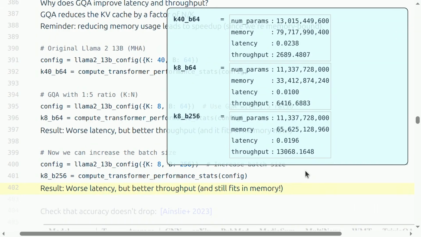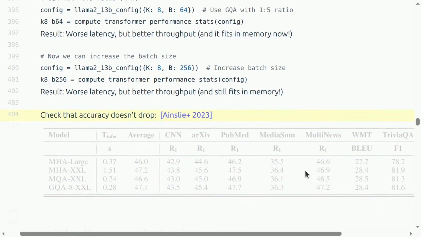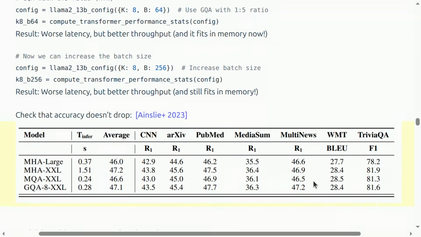Like you can reduce the KV cache, but that allows you to increase the batch size and allow making other trade-offs. So the final thing you have to do whenever you do some lossy change is that you make sure the accuracy doesn't drop. And this paper shows that for GQA, the time is better, but across a bunch of evals, basically it works well.